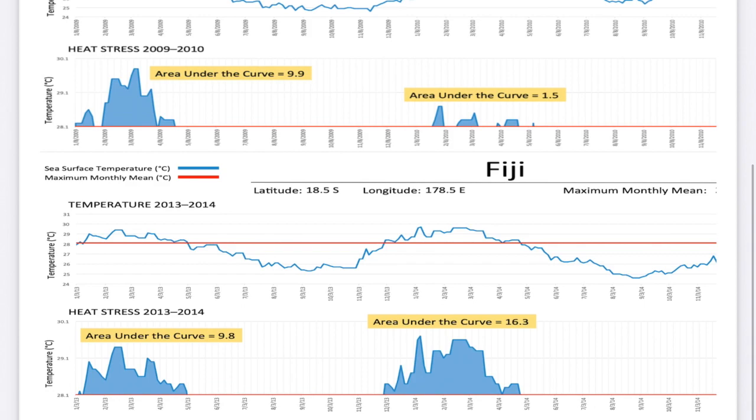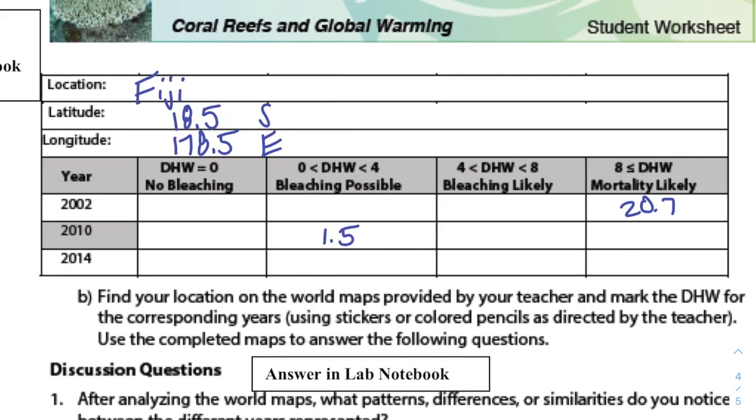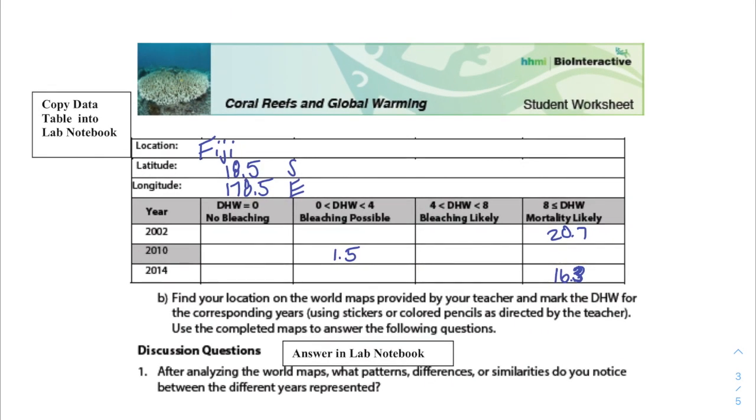And that's really the big problem. And then back in 2016, or 14, sorry, with 16.3. So that's another one that's over here. So big problems in Fiji, 16.3. And so once you have that information, now we're going to color code them on the map.